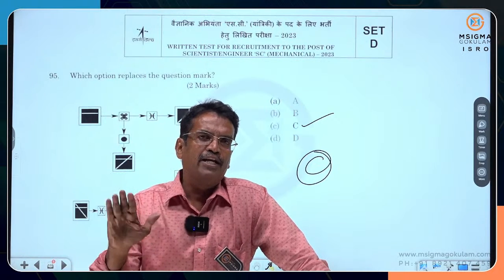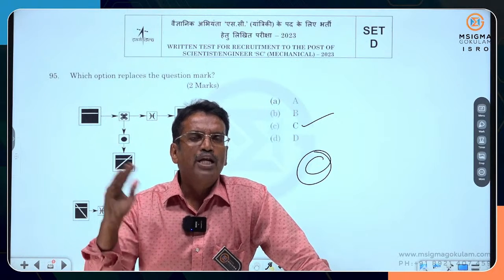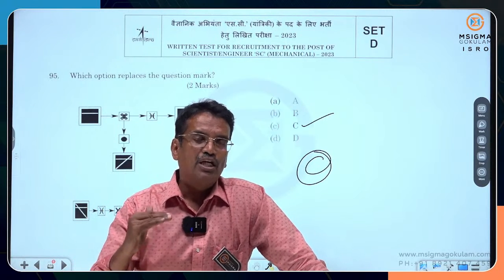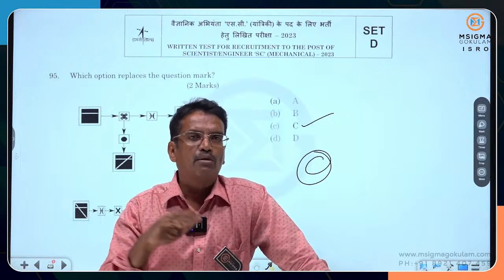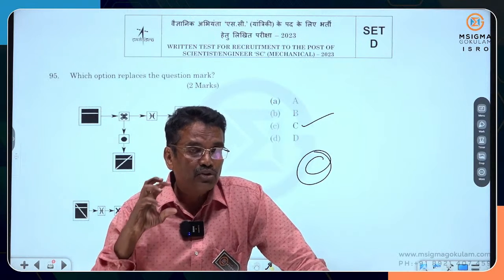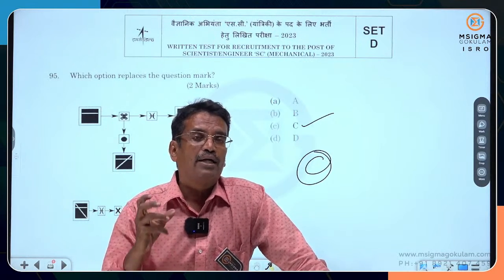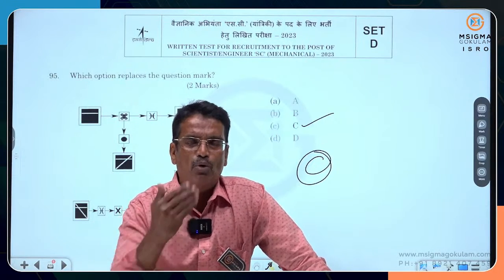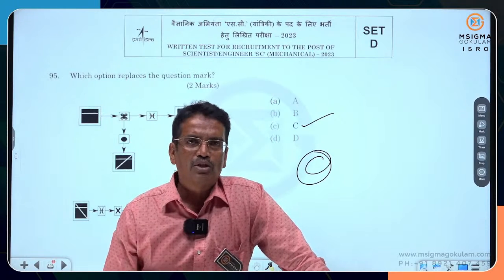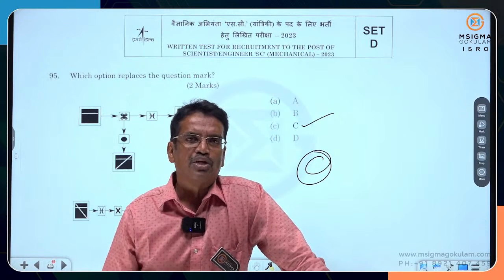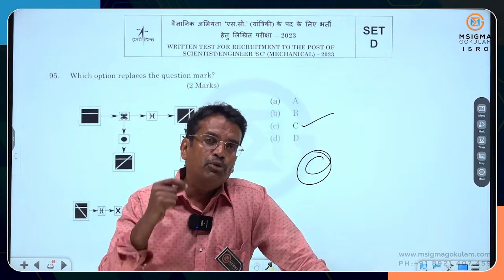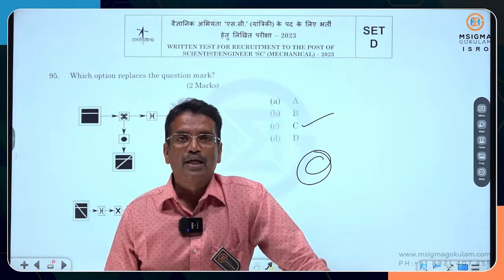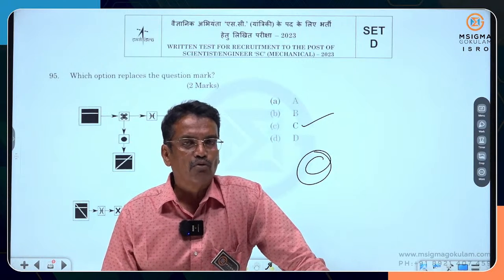I can rate the entire paper as moderately tougher, not easy, not very tough, because we need to remember the data and answer the questions. I asked some production questions and some particularly welding questions. Some things you need to remember, some things you need to use logic. But overall, the paper is good. Definitely a better paper than the previous ISRO years' questions.